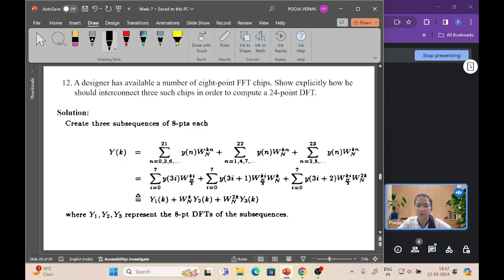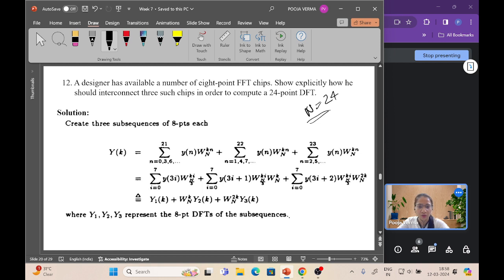Okay, moving to the next question. The next question is: a designer has available a number of 8-point FFT chips. How should he interconnect three such chips in order to compute a 24-point DFT? Here N is given as 24 points. This is a solving question and there is no option. I have already given the solution here, and I will make you understand this question.